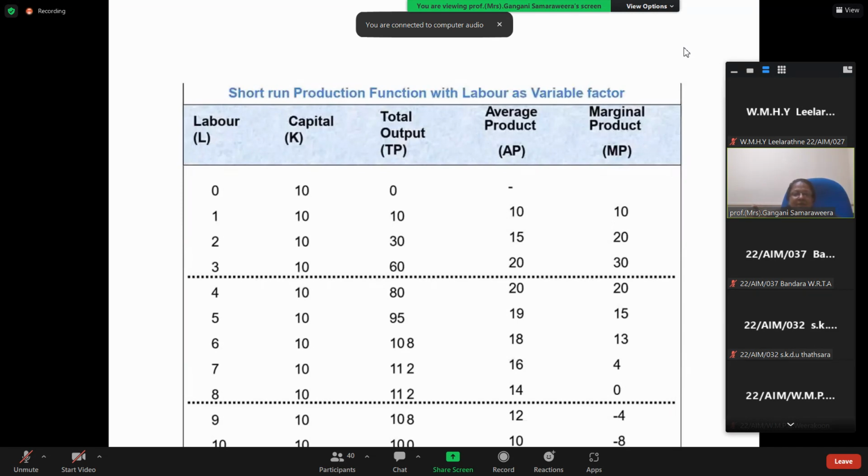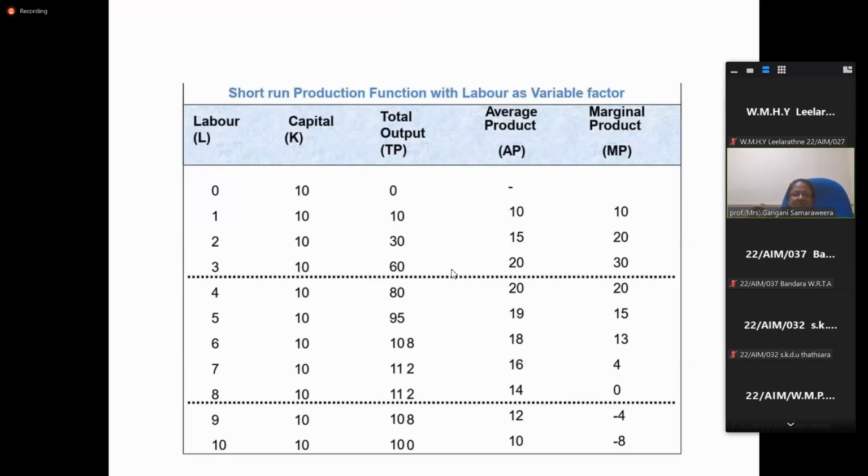You practice by yourself when I share these PPTs with you. Okay. Then we can draw the graph accordingly. So let's say I am providing you the graph.